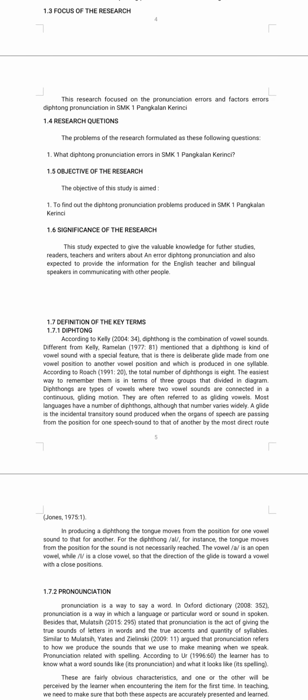1.7 Defining of the key terms. 1.7.1 Diphthong. According to Kelly, a diphthong is a combination of vowel sounds. Different from Kelly, Wayland mentioned that a diphthong is a kind of vowel sound with a special feature: there is a deliberate glide made from one vowel position to another vowel position, produced in one syllable. And according to Roach, the total number of diphthongs is 8. The easiest way to remember them is in terms of three groups that are divided in the diagram.